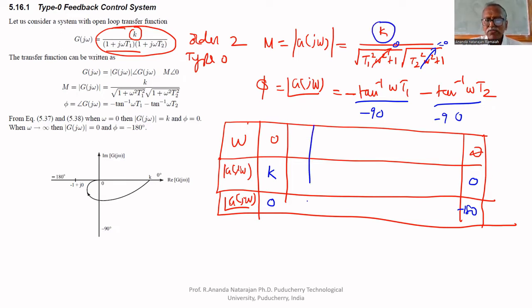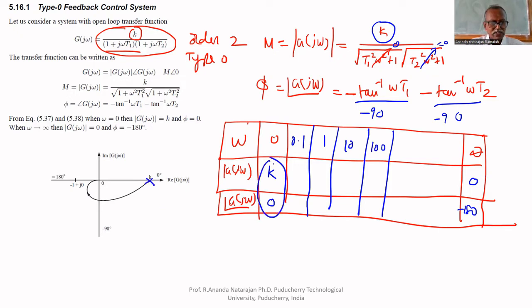So, for various values of omega, you have to get magnitude and angle. If you plot, it starts at K with angle 0. The first value is K angle 0. The final value is 0 angle minus 180. It approaches the origin at an angle of 180.